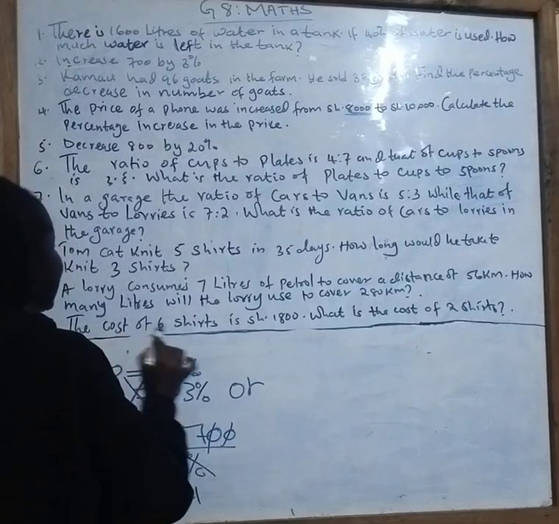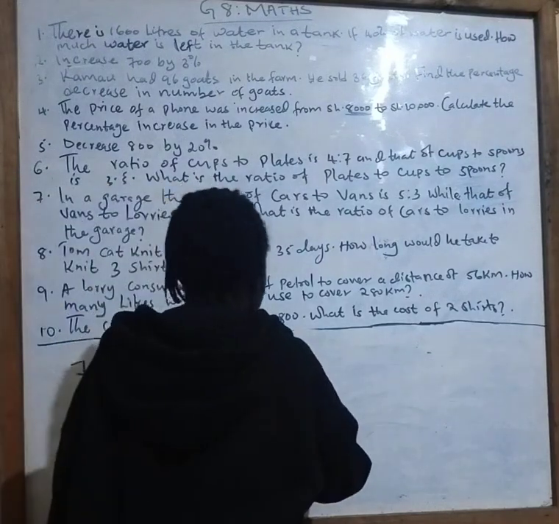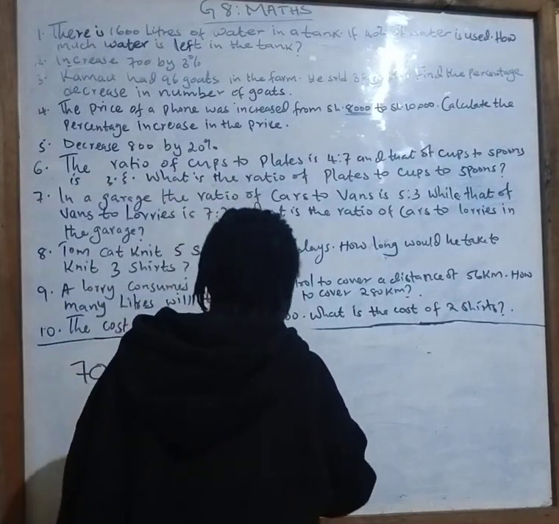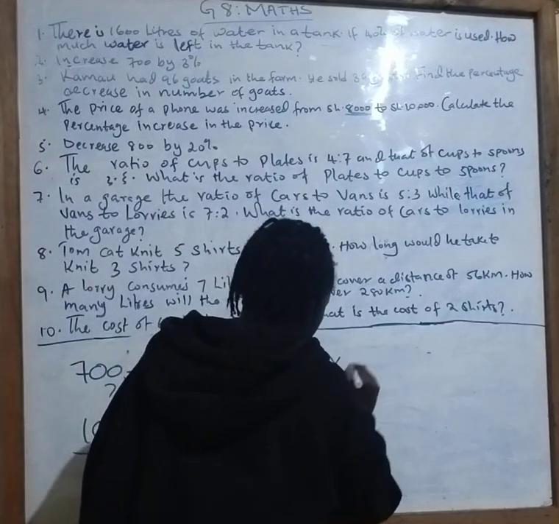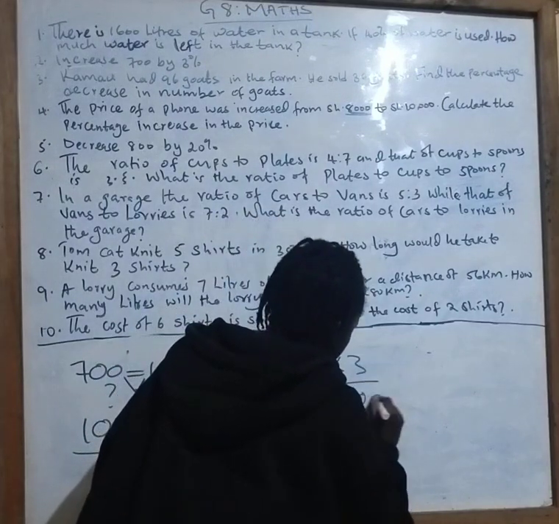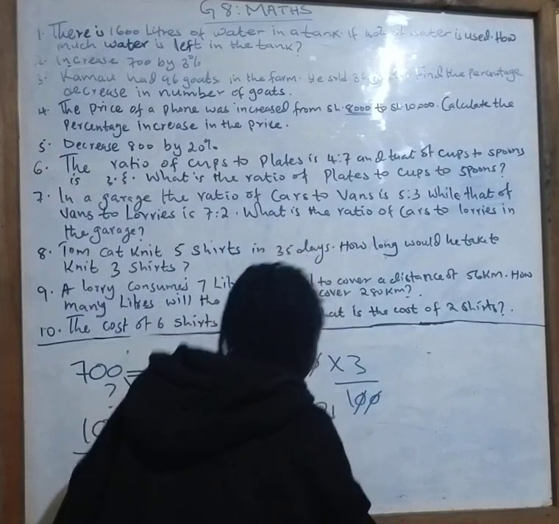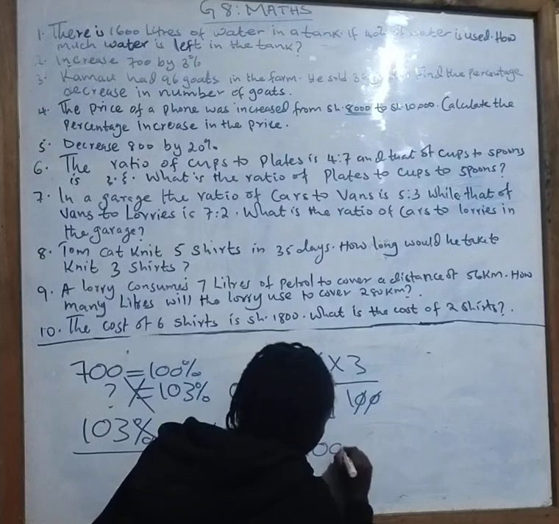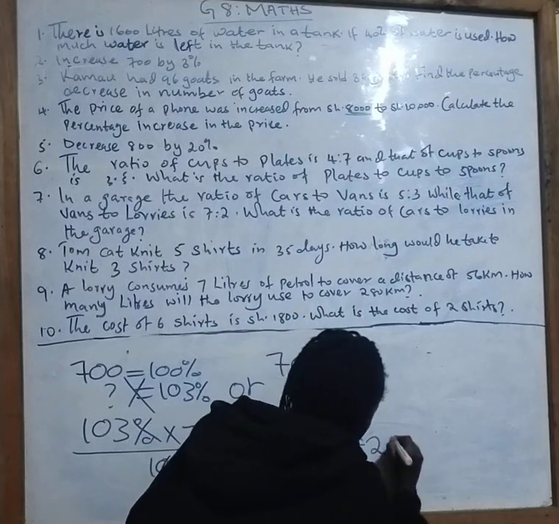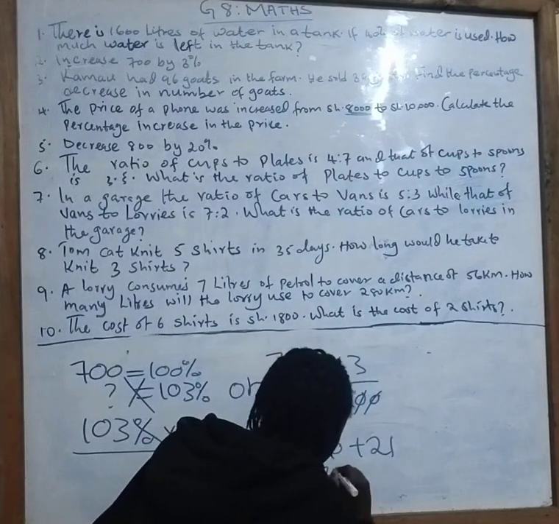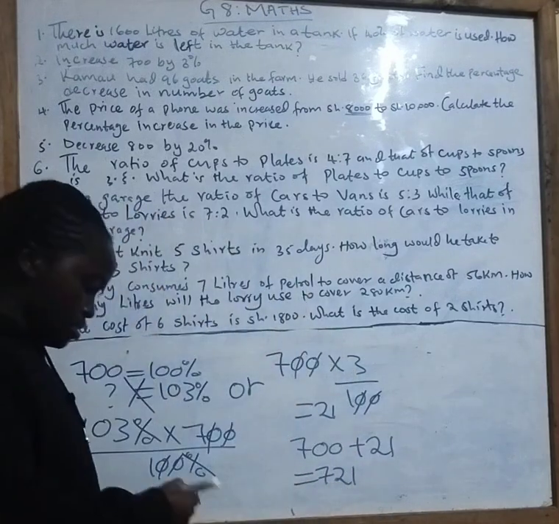Or you can do this: 3% of 700. The answer is 21. 700 plus 21 is 721. It's still the same.